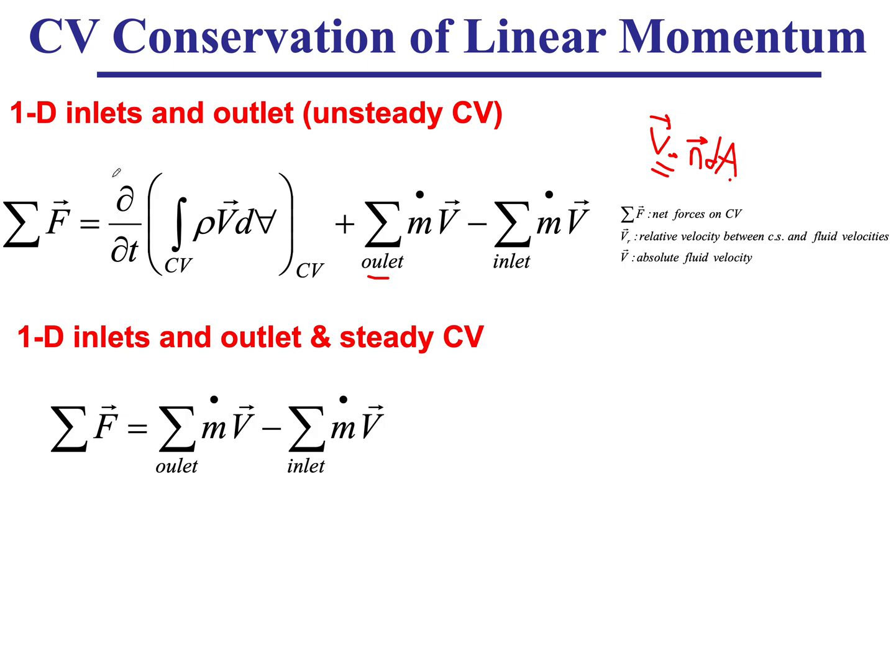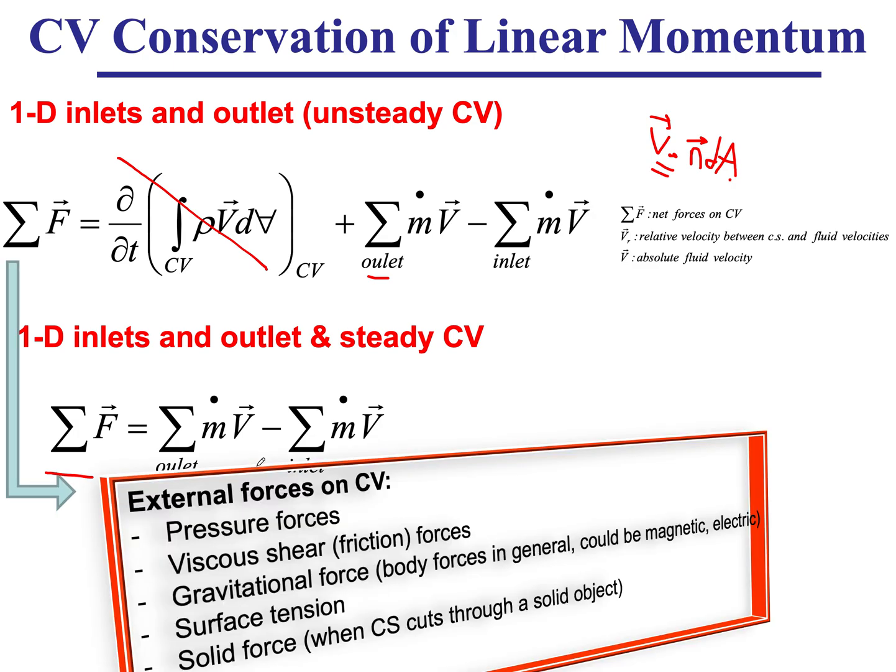And then if you have a steady problem, there isn't time variation of your velocity or your mass within the control volume, then this term cancels out, and you end up with the summation of external forces on your control volume being balanced by the fluxes of momentum out minus in. And again, the external forces, just like we have discussed before. So let's take them one by one, and let's focus on those two, the pressure and viscous shear.